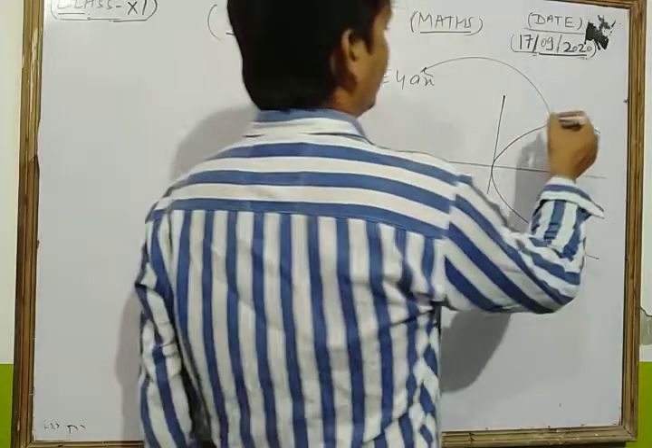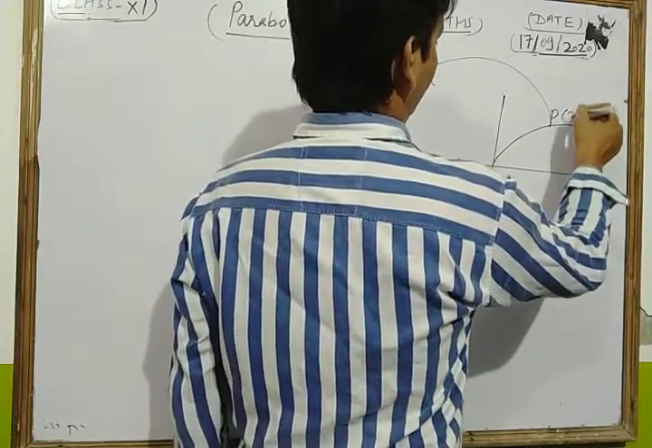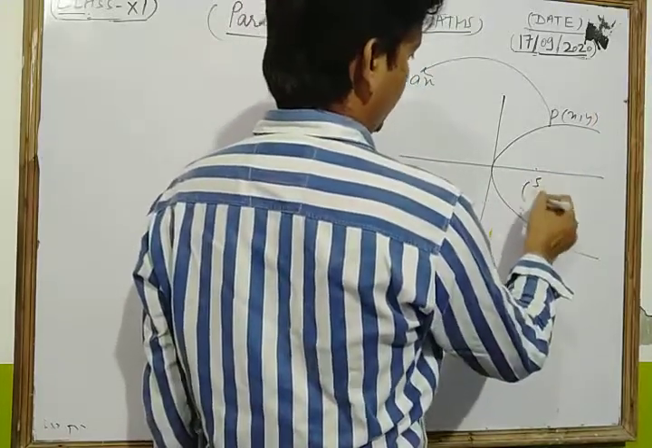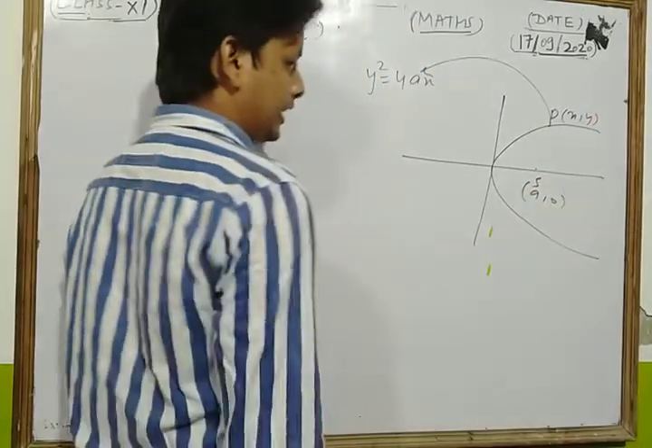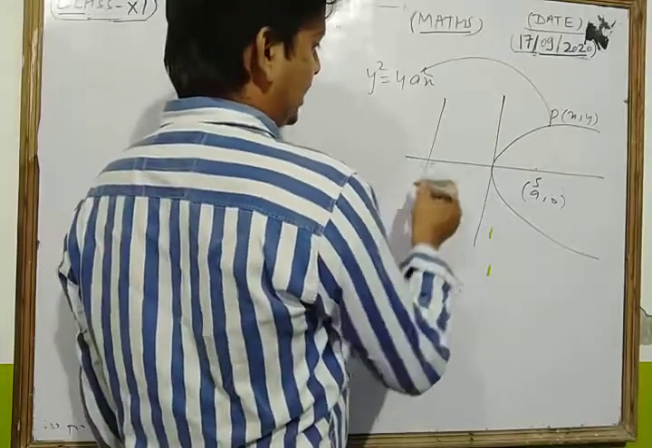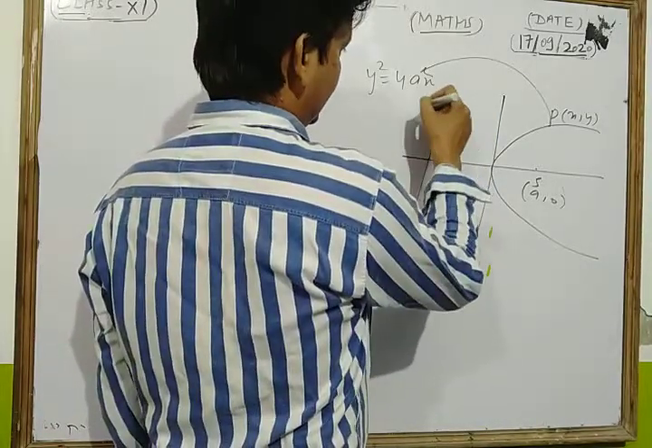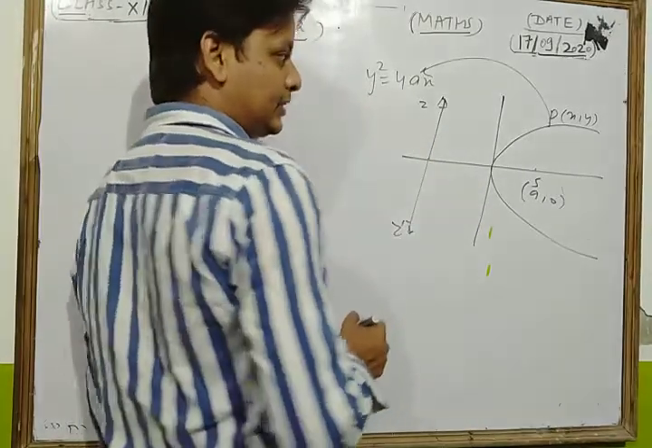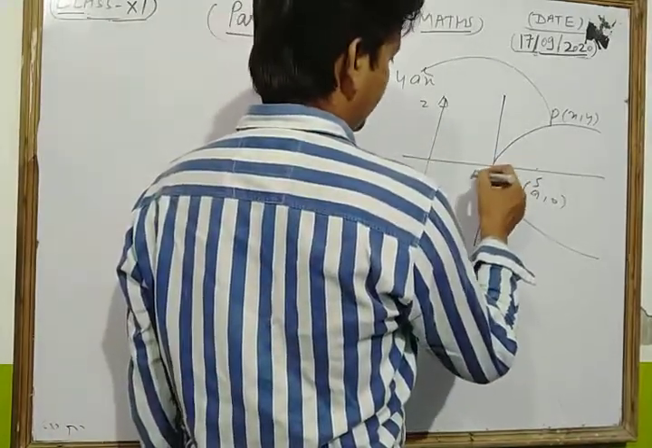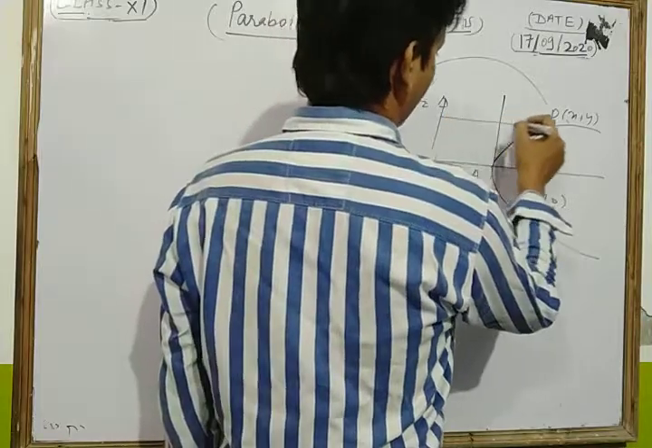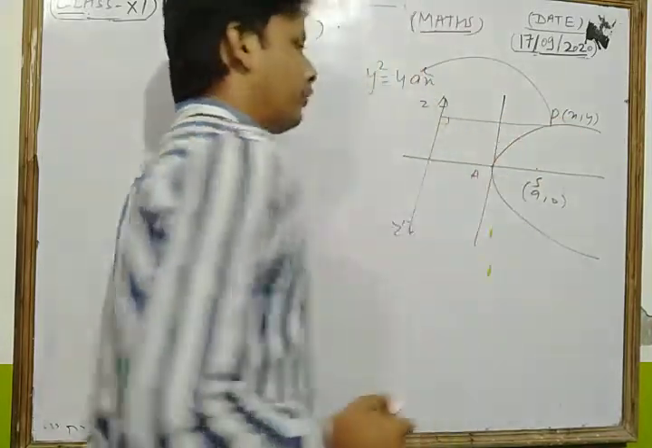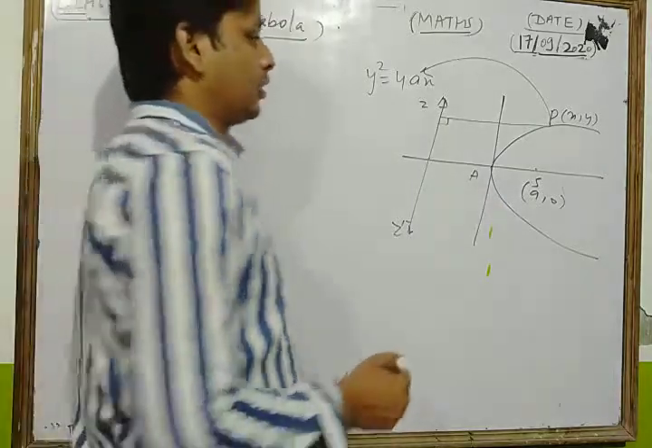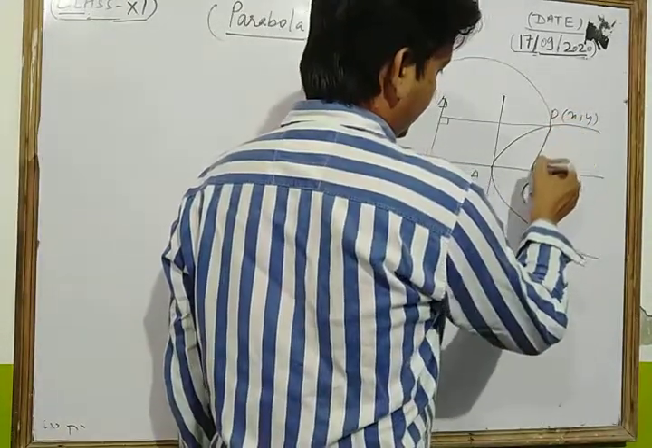In that parabola we take a point P(x, y) and a fixed point as the focus of the parabola, which is (a, 0), and the given fixed line ZZ dash is the directrix of the parabola. This is the vertex of the parabola, and we draw the perpendicular from the point on the parabola to the directrix. Now we join PS.